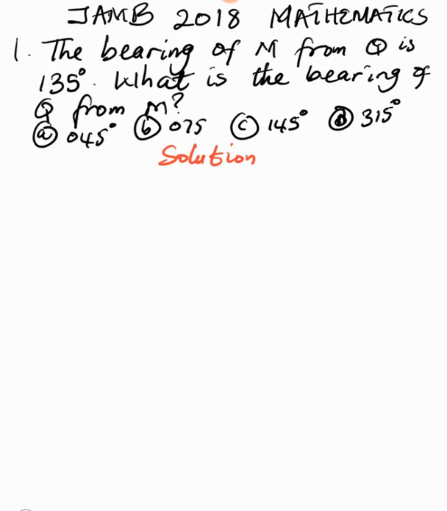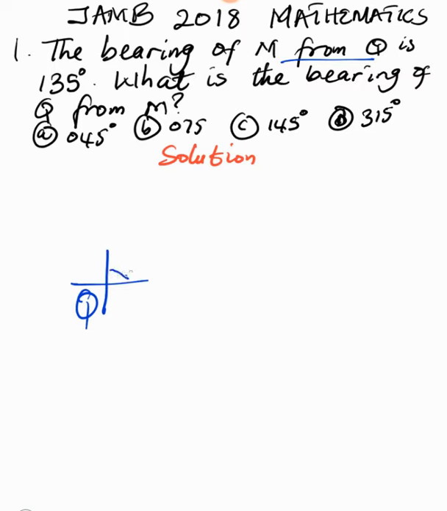In our discussion on bearing, I told us certain words we have to put into consideration whenever we are resolving any questions on bearing. So we have "from". It is from Q that the bearing is going to be taken. So we have to locate our point Q first. And we say that the bearing of M from Q is 135. So we measure 135 on this very point from here.